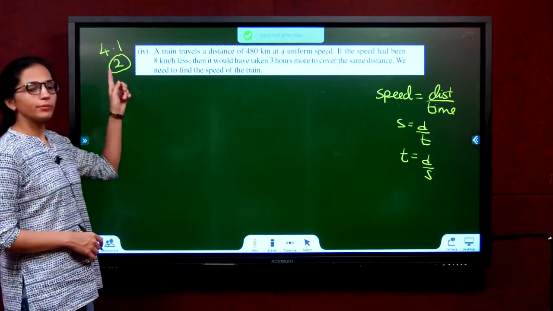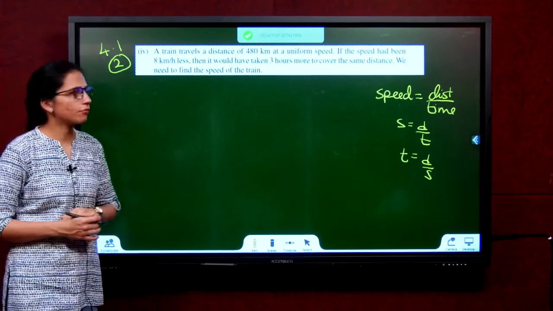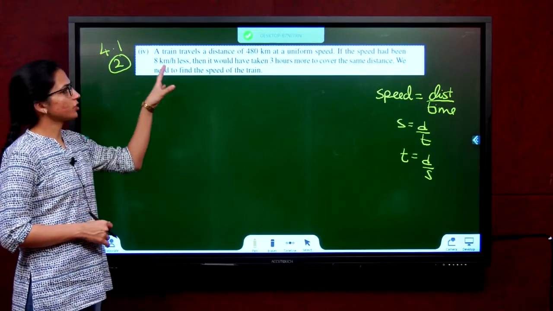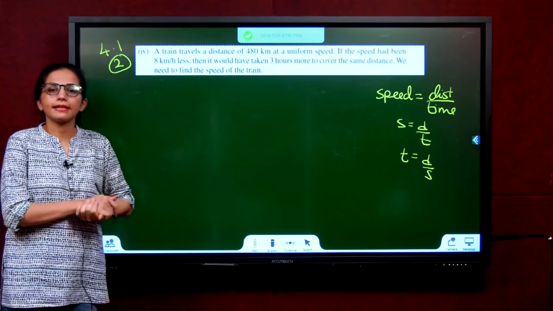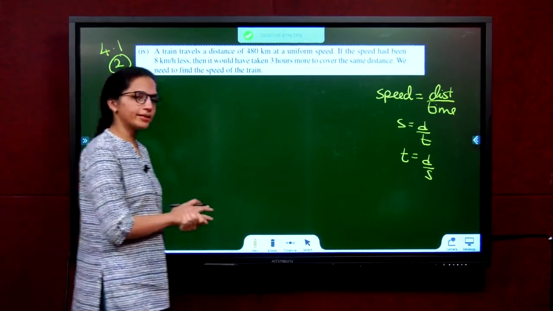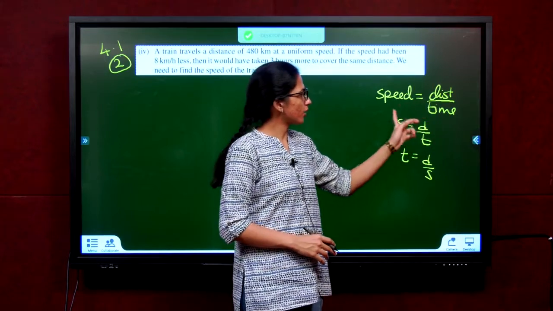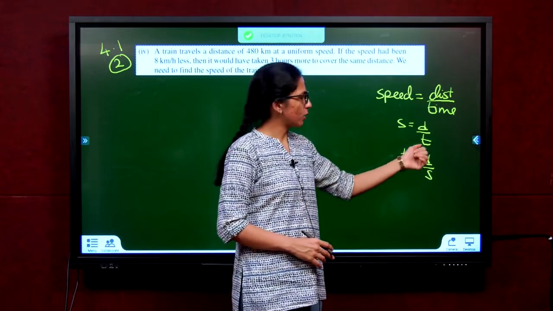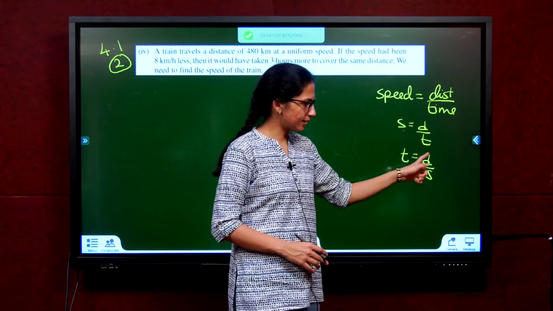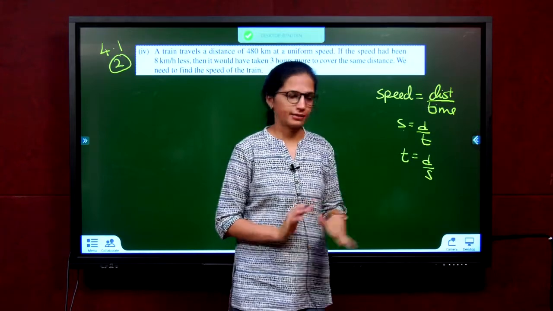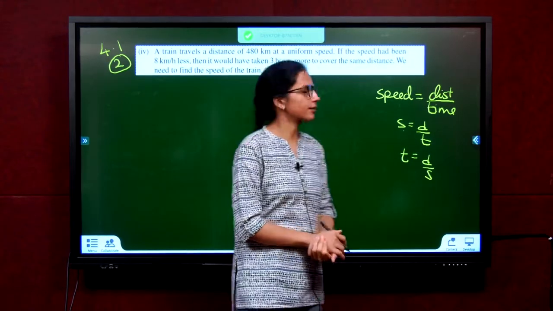We're doing the 4.1 second question, fourth sub question, and this question is related to speed, distance and time. So going back to some basics, we already know speed is equal to distance by time, or S is equal to d by t. What is t? Send t up, send s down. T is equal to d by s. I hope we have no doubts with this.